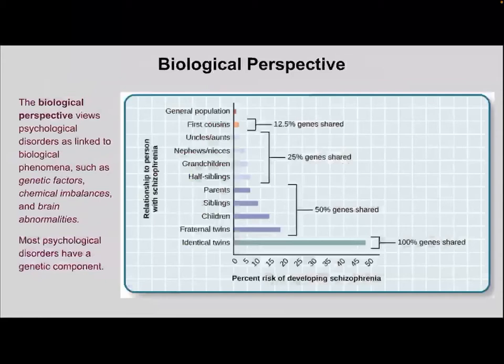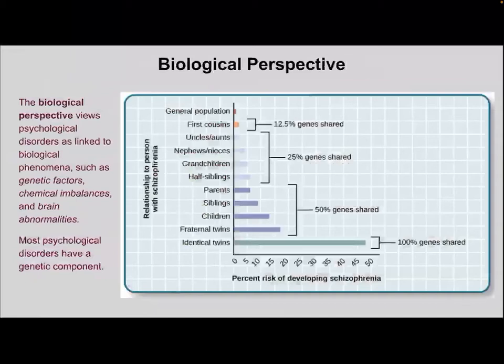This example shows the percent risk of developing schizophrenia. And as you can see, the closer the relative who's diagnosed with schizophrenia, the more likely you would be to be diagnosed with schizophrenia as well. So, for example, if somebody's parent is schizophrenic, then they would have like a 7% chance of developing schizophrenia. Whereas if someone's identical twin has schizophrenia, it's up to almost 50%.